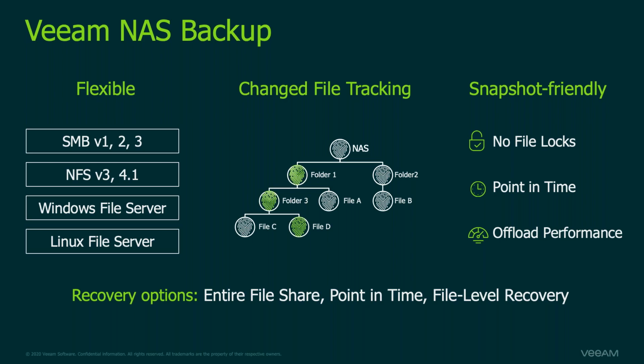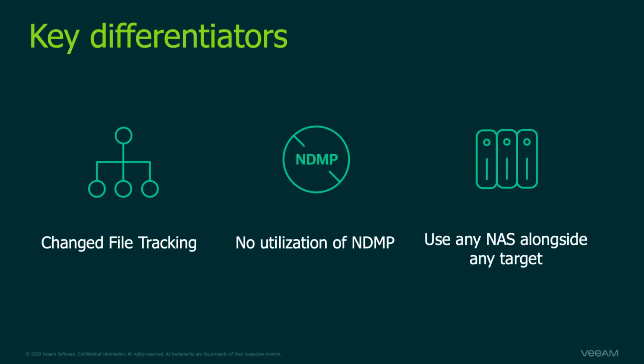Then we've got file level recovery. How do we go in and make sure that we can recover files and folders individually without having to bring back everything from wherever that repository is? So just to summarize on what those key differentiators are, change file tracking, we're going to get into that again in a few more slides.